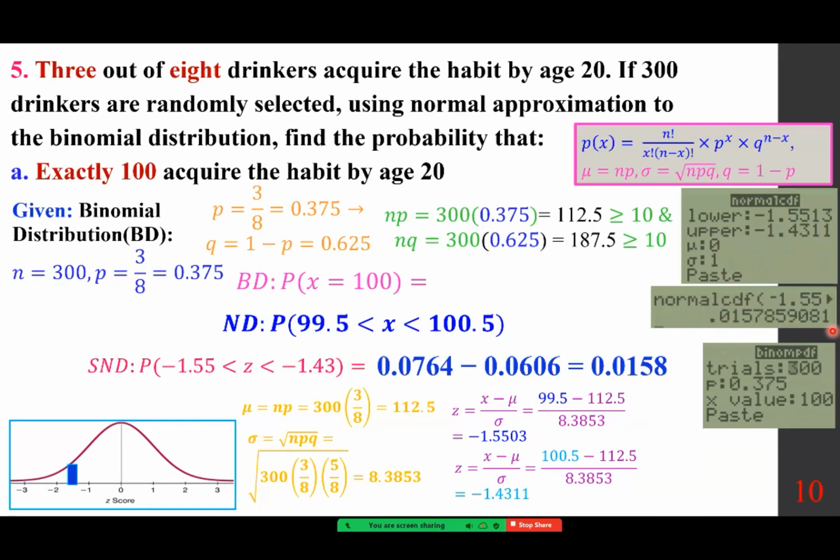And going back to binomial distribution, if you go binomial PDF, n is 300, p is 3 over 8 or 0.375, x value is 100. Take a look at what happens. This is the value we got from the technology for normal CDF. This is the value we got from technology for binomial PDF. And this is the one we did from the table. As you can see, they are identical within 4 decimals, 1, 2, 3, 4, this 7 has to be changed to 8.